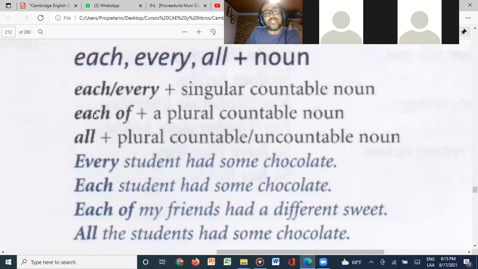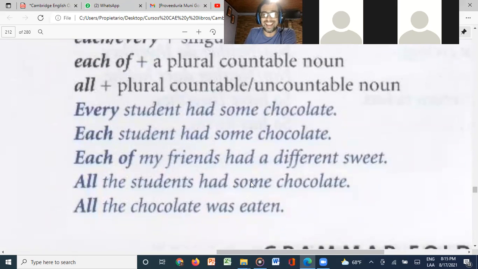Now, if we use each of, we need to use a plural countable noun. So if we use the preposition of, we need to use a plural one. For example, each of my friends. We can say each of the students, because if we use each of, we need to use plural countable nouns. Now, all can be used with plural countable or uncountable nouns. So you can say all the students had some chocolate, or all the chocolate was eaten.